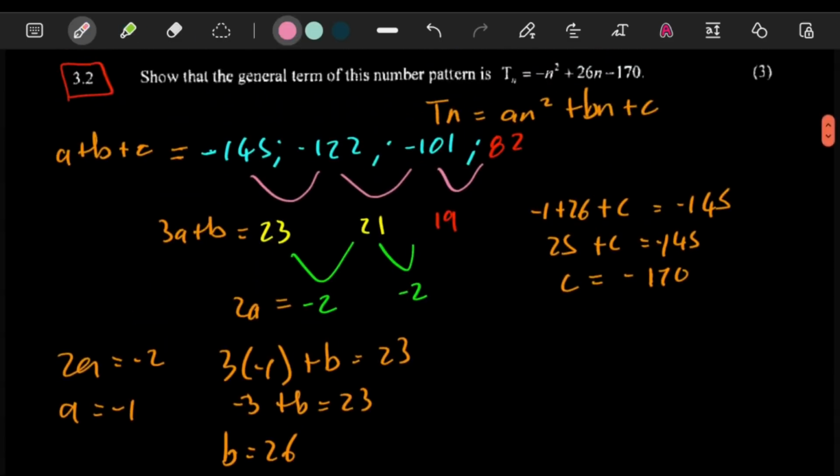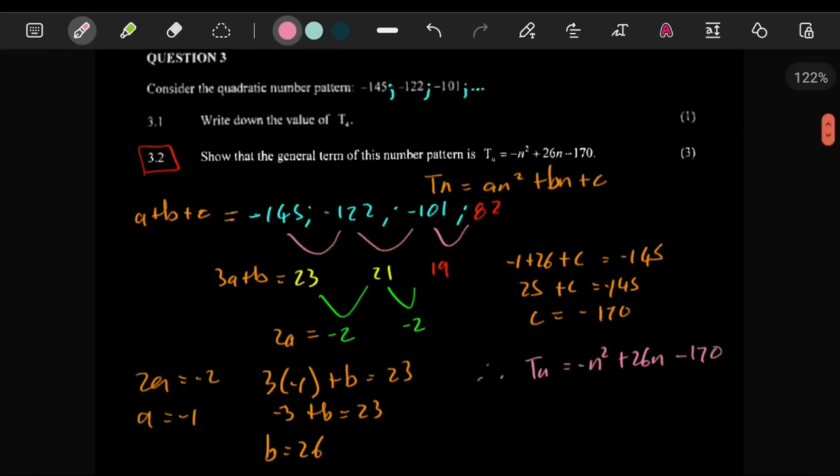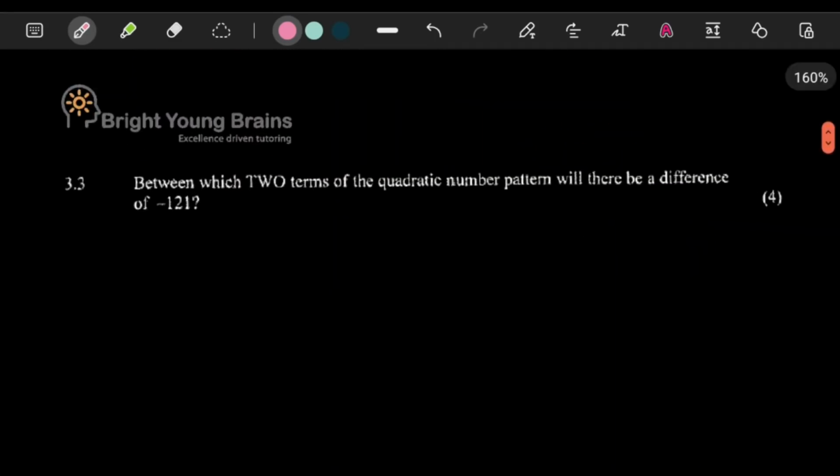So you can say, therefore, Tn is equal to, there's negative 1 for a there, so you can put a negative there. B is 26, and then c is negative 170. Nothing crazy, people. This is to prove that paper 1, guys, get that distinction, man. Get it. It wants you. You don't want it. Just get it.